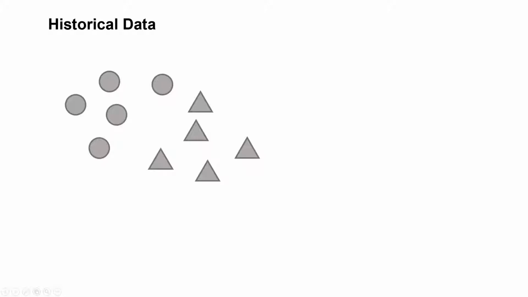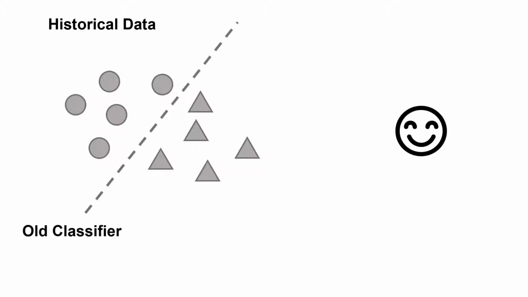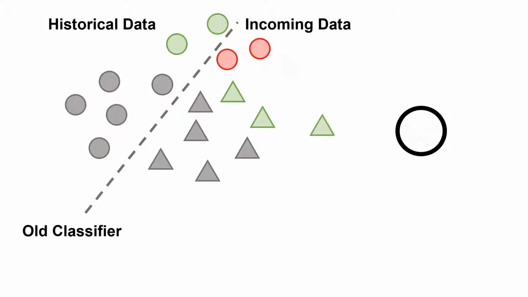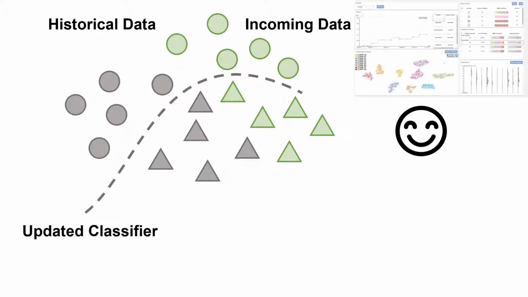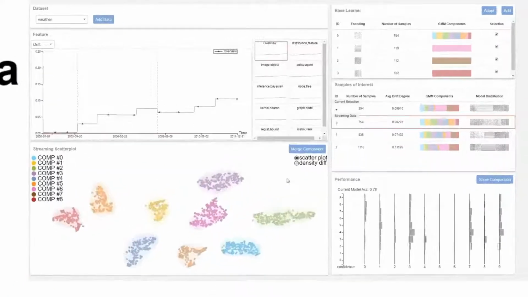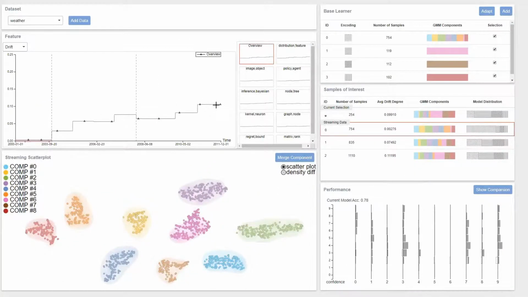The classifier trained on the historical data may fail to classify the incoming data when the data distribution is changing. This phenomenon is called concept drift. To handle the concept drift, we developed DriftVis, a visual analytics system to help the expert understand when, where, and why the drift happens, and update the model to improve performance.